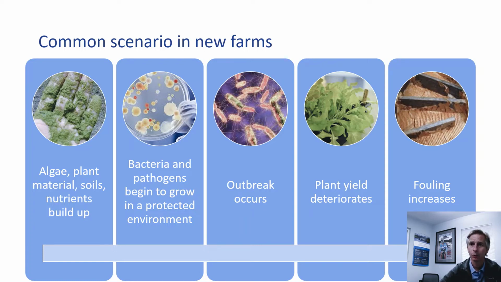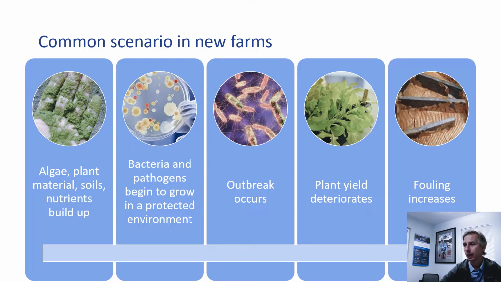And these will create a growing environment for bacteria and pathogens to harbor and protect themselves within the water and make it harder to disinfect the water. And eventually, without the proper filtration, an outbreak is going to occur and the plant yield will deteriorate, right? So the yield, this finished product that comes out of this vertical farm, is very critical to have good, fresh product, and any deterioration in plant yield has a direct impact on the profitability of the farm.